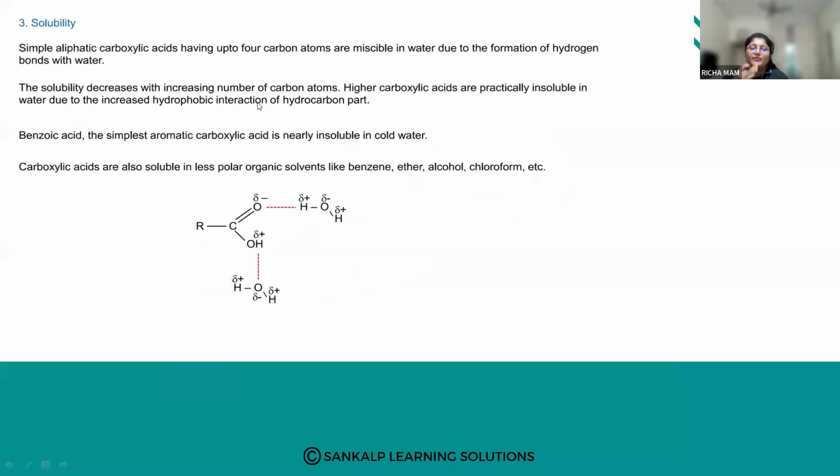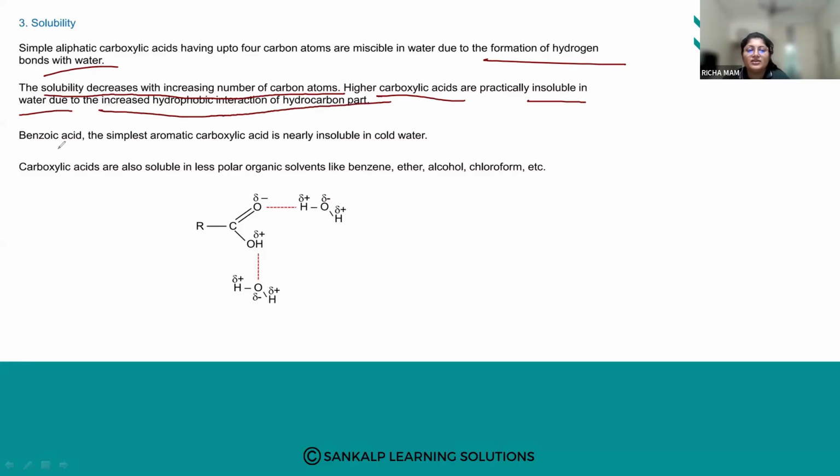Next is solubility. Aliphatic carboxylic acids up to 4 carbon atoms are miscible in water. Miscible means they are soluble in water. What is the reason? They have the tendency to form hydrogen bonds with water. Solubility decreases with the increase in the number of carbon atoms. Higher carboxylic acids are insoluble in water, due to increased hydrophobic interaction of the hydrocarbon part.